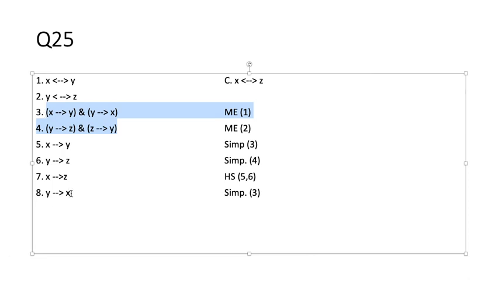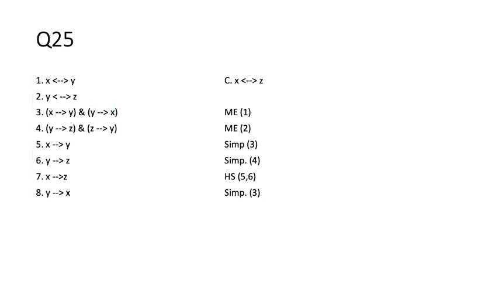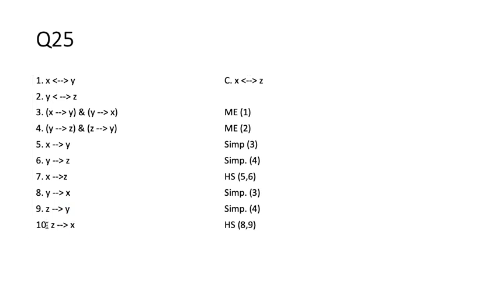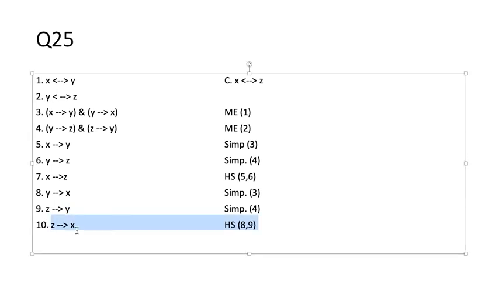So I'm going to simplify 3 to get if y then x. That's here. I'm going to simplify it again to get if z then y. And why did I do that? Because now I have the inverse of what I had before. I have a y there as the antecedent, a y there as the consequent. So let's do hypothetical syllogism again. And this one's going to give me if z then x. Hypothetical syllogism on 8 and 9.